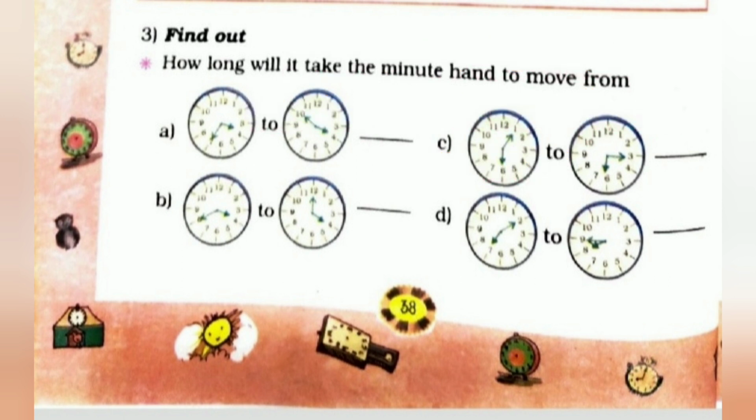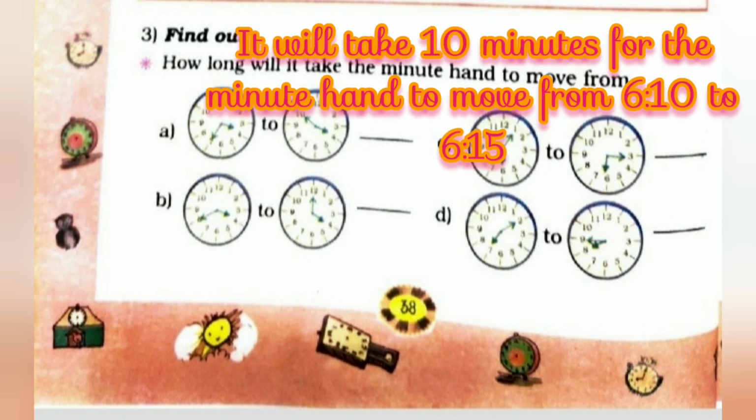In exercise C, it is 6 hours 5 minutes to 6 hours 15 minutes. So in the first picture, the minute hand is on 1, that means 5 minutes. And in the second picture, the minute hand is on 3, that means 15 minutes. So we have to subtract 15 minus 5, which is equal to 10 minutes.